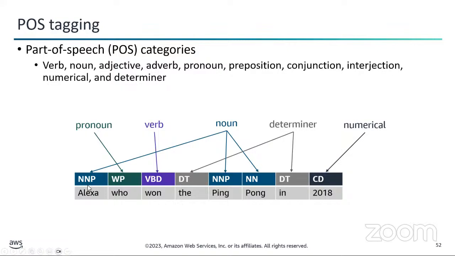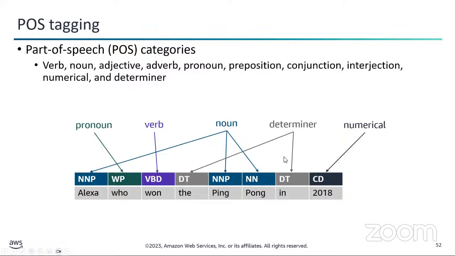Okay, this Alexa is basically a noun, then pronoun who, and the verb. So there are verb, noun, adjective, adverb, pronoun, preposition. This is the English language. They have eight parts of speech, I think, if I remember correctly. One, two, three, four, five, six, seven, eight. Yes. And then they added two more, numerical and determiner.